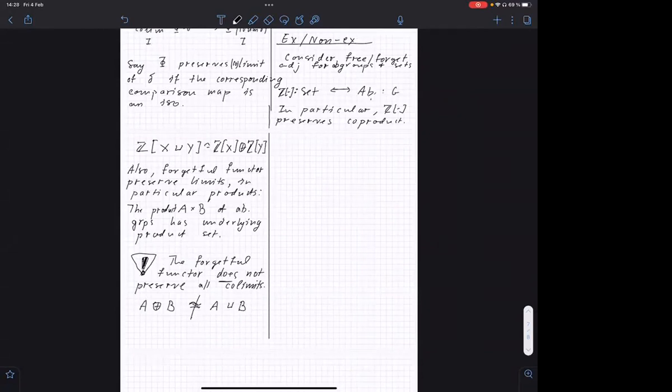But one thing you can conclude from this is that whatever this forgetful functor is, it doesn't have a further right adjoint. Because if it did, it would be a left adjoint and it would preserve colimits, but it doesn't. And similarly, this free functor on the left, it doesn't preserve all limits. For instance, it doesn't preserve products. Therefore, it can't have a further left adjoint.